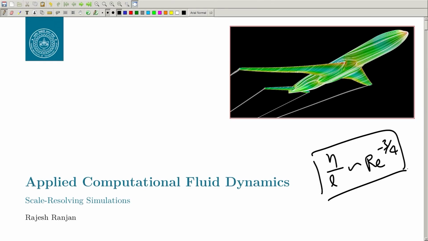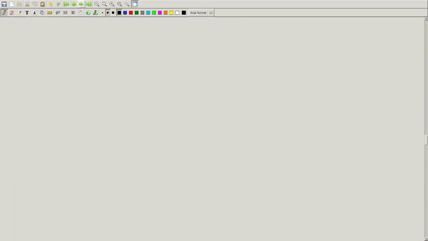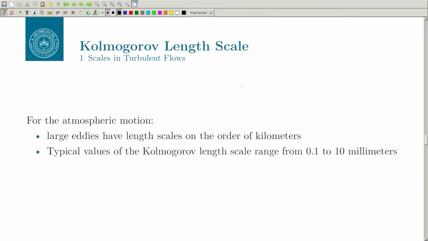Now, what we are going to do today is check, for different conditions, what the actual grid size is that we are talking about, which is very easy to calculate. Before we go to the atmospheric motion mentioned here, let us think of a pipe flow, and let us say the diameter of the pipe is around 5 centimeter, and let us take a very moderate Reynolds number, Re equal to 10,000.